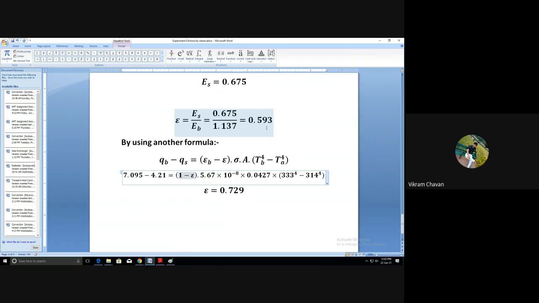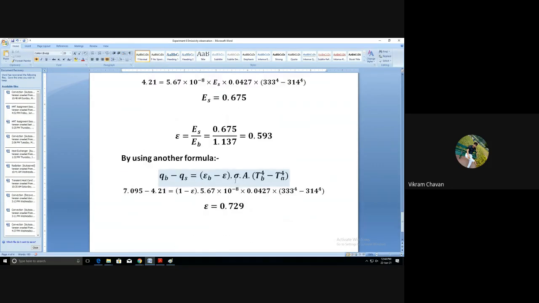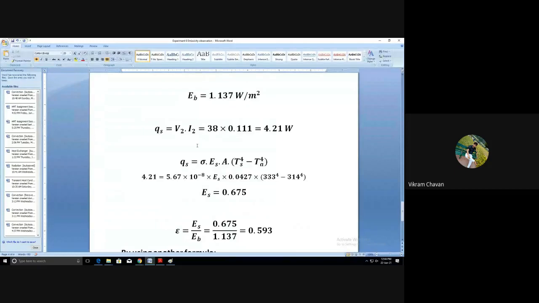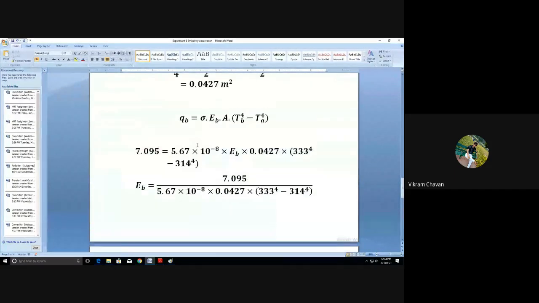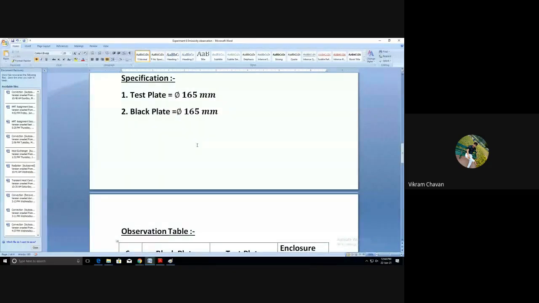0.97, okay, near about 0.25 difference we are getting, and that is because of this assumption, that is nothing but emissivity for a black body is equal to 1. So by using these two methodologies, you can calculate the emissivity for the gray bodies, by using these two formulas. So this is about experiment number 6.